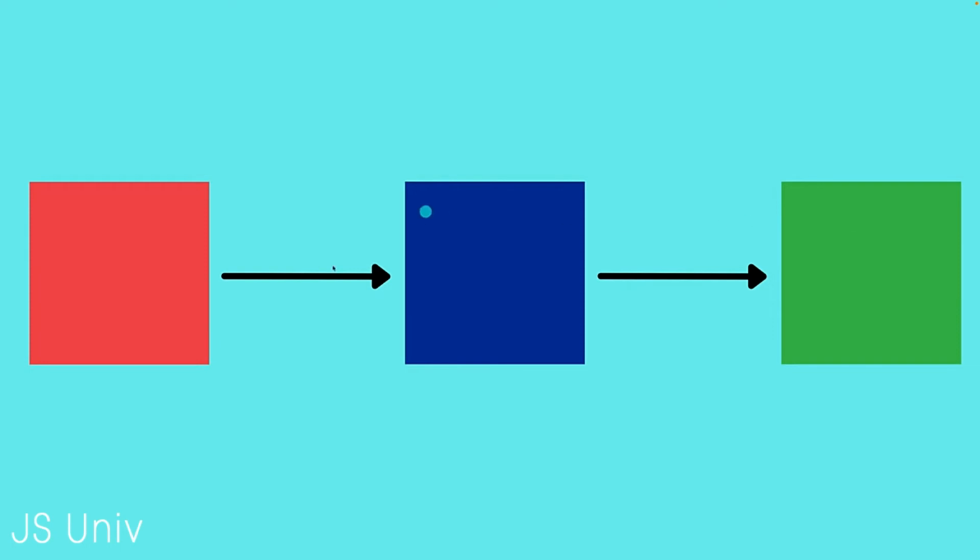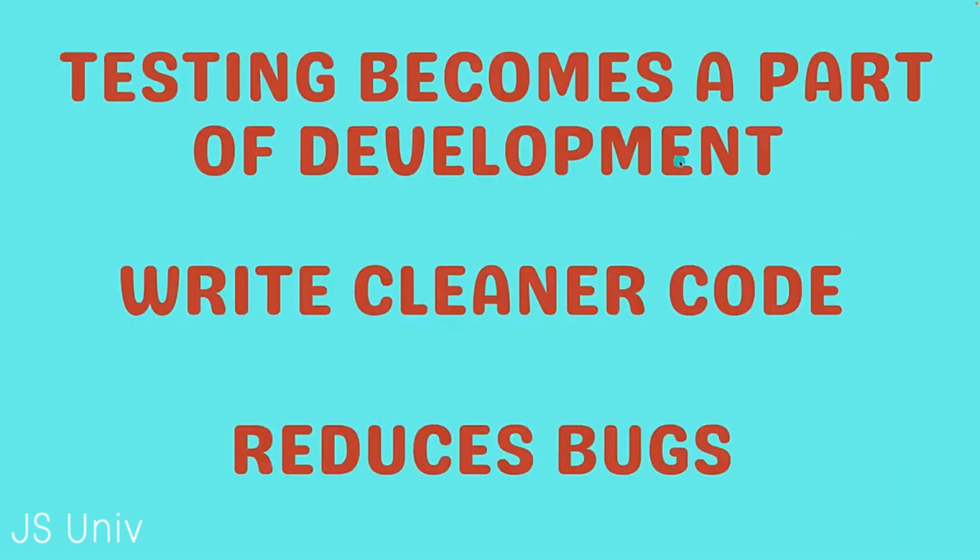Now, this is also known as red-green testing because initially your tests are going to be red, meaning that they are failing. And then you write your feature, then they turn green, meaning that they are passing. Now, why in the world would we ever care about test-driven development? Well, there's actually a few reasons.